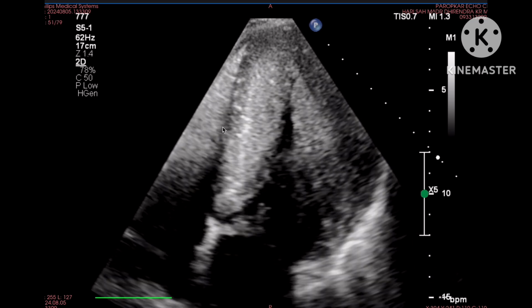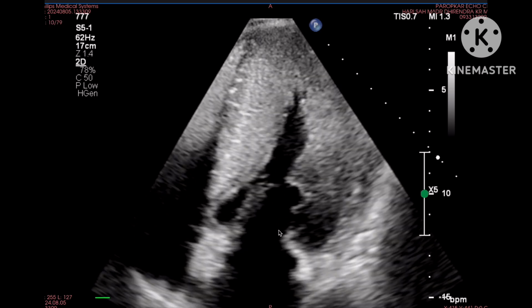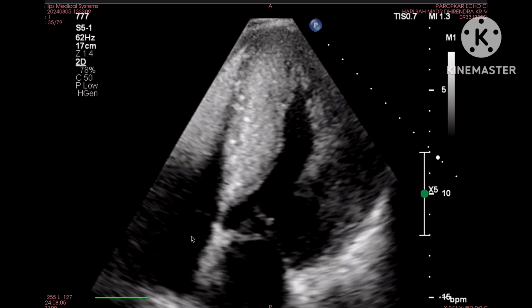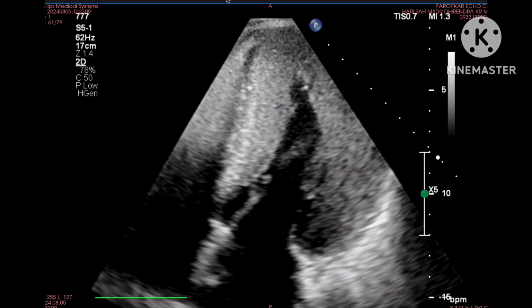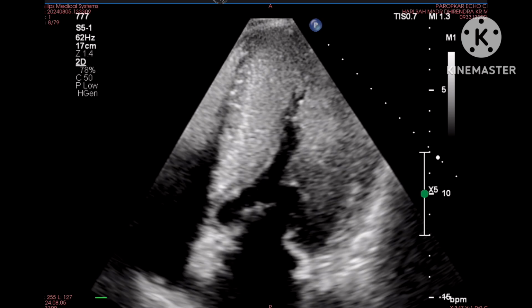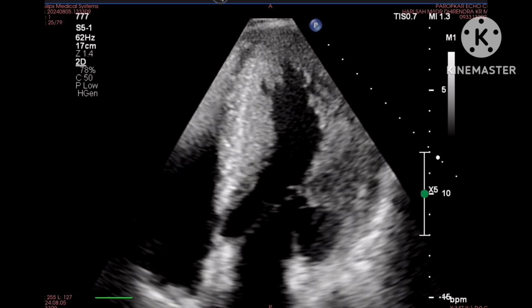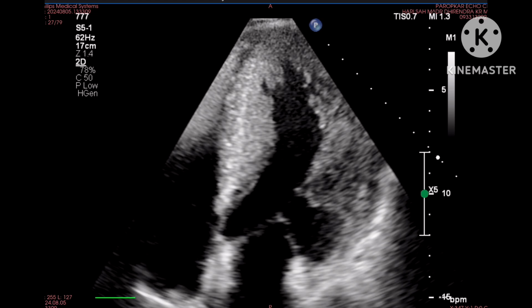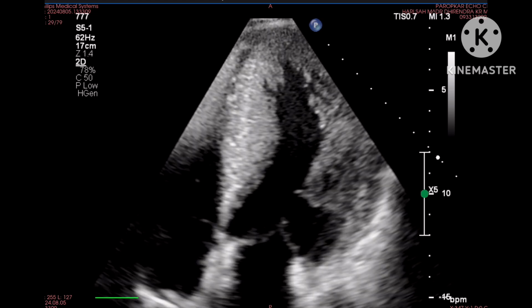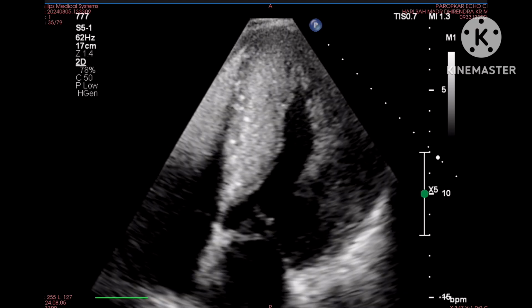Again, 4 chamber view, you can see how the valve moves towards the interventricular septum. See how the mitral valve leaflets are touching each other and closing. Now it will move towards the interventricular septum. See the movement. This leaflet has moved towards the interventricular septum.